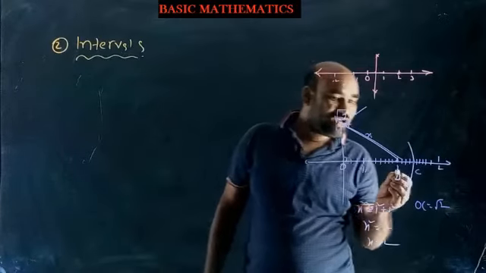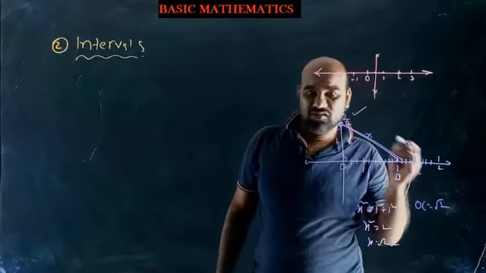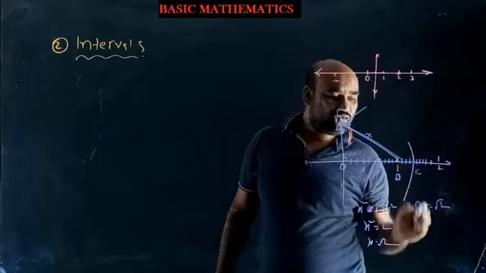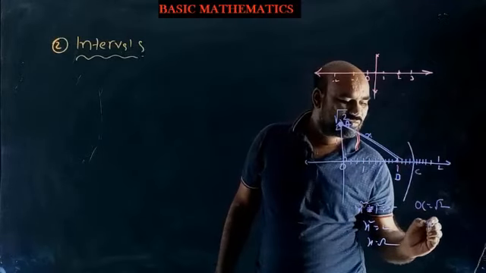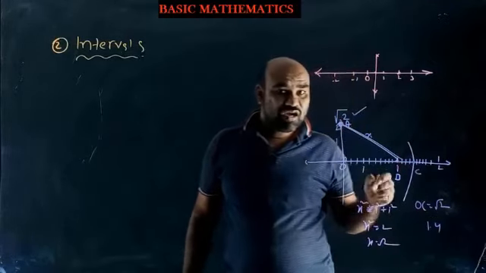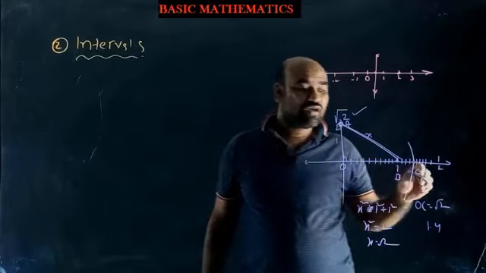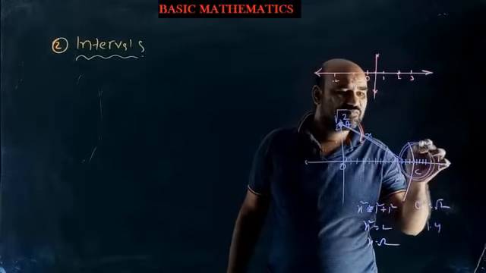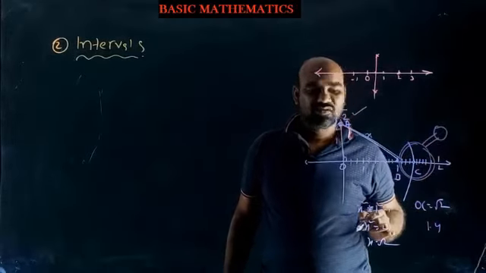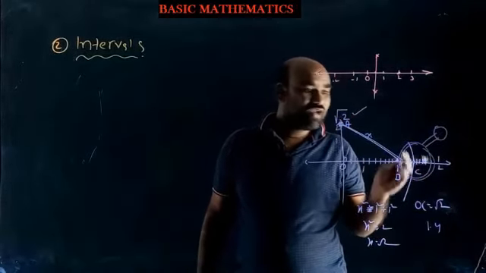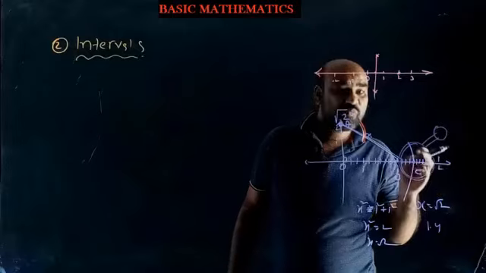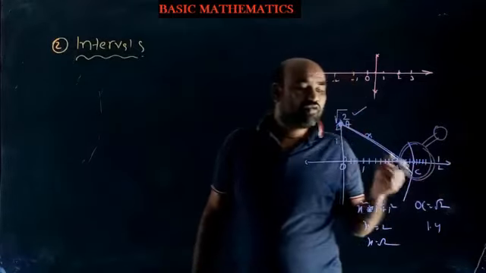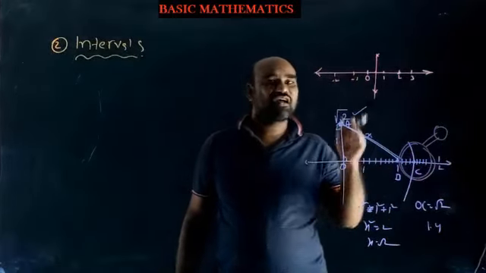So what happened here? 1 after 1, 2, 3, 4th. So I can say that the value of root 2 is 1.4. If we want the value of root 2 with some more decimal points, we need to zoom into this area. After zooming, we will get 1.41, 1.414, like that.